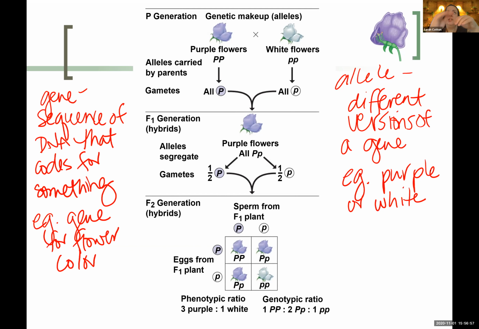Okay. So gene is like all the different possibilities for a specific trait. And then alleles are the different possibilities, the different versions of that gene. And remembering that Mendel discovered that each individual has 2 genes, which may or may not be identical. So the purple flowered plant, we're symbolizing here with 2 capital P's. The white flowered plant, we're symbolizing here with 2 lowercase p's.